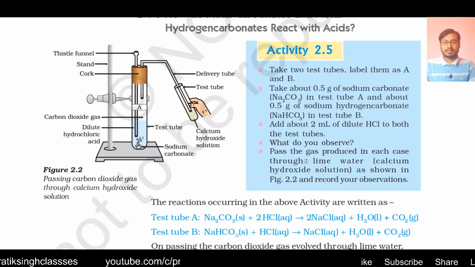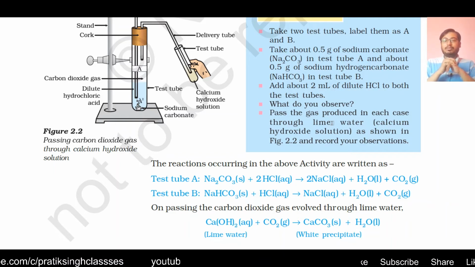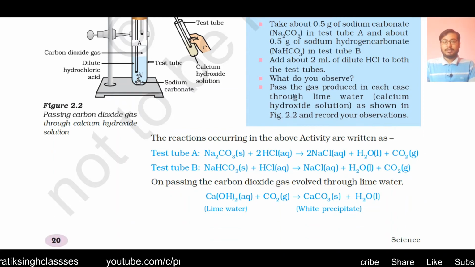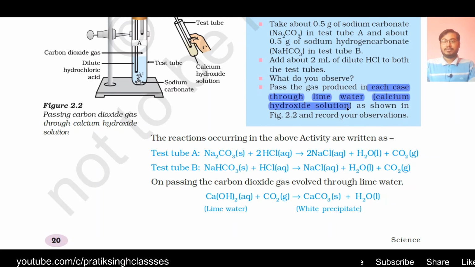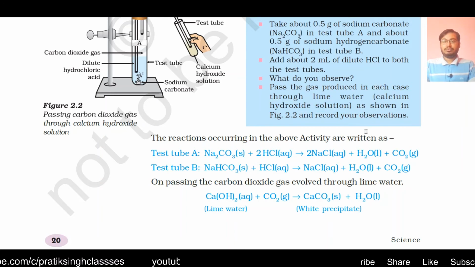So this activity is not of this figure, I hope. Let us see what is given here. In the first test tube you have put sodium carbonate, and in the second you have taken sodium bicarbonate, or sodium hydrogen carbonate. In both we have poured 2 milliliter of hydrochloric acid. What is the observation? Pass the gas produced in each case through lime water, that is calcium hydroxide. Lime water is also called calcium hydroxide, as shown in figure 2.2, and record your observation.